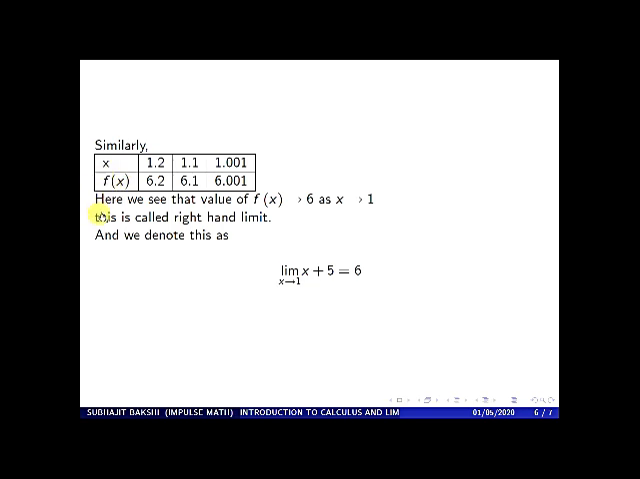Similarly, we can see that at the point x equal to 1.2, the value of f(x) is 6.2. At the point x equal to 1.1, the value of f(x) is 6.1. At the point x equal to 1.001, the value of f(x) is 6.001. Here we see that the value of f(x) approaches 6 as x tends to 1. Here the approach came from the right hand, so we call this the right hand limit, and finally we denote this as the limit of x plus 5 as x tends to 1 equal to 6. That is, we put the value here, so we get 6. This is the basic concept of the limit actually.